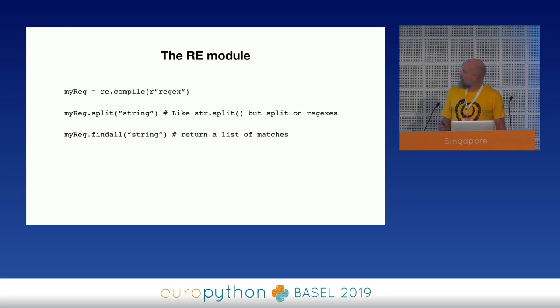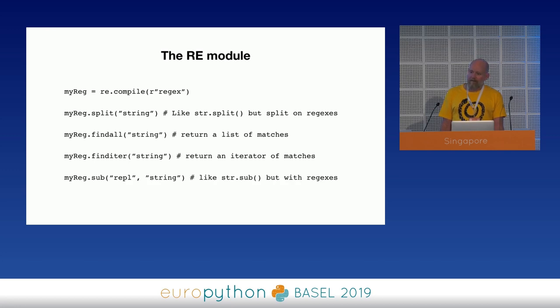The split, I'm moving on too fast here, sorry. The split is just like a string.split, except it allows you to split on a regex, which could be handy. Findall will find all matches and return them as a list. And finditer does the same but returns an iterator. So you can loop over your matches. Sub, myreg.sub is the same as the string.replace: replace a matched regex with another string.